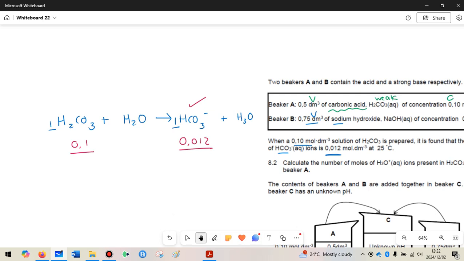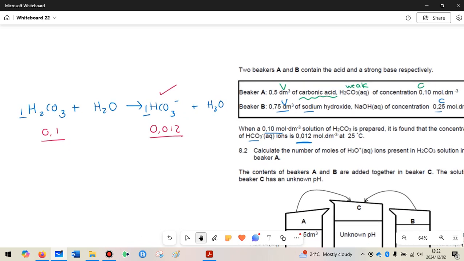And then they ask us to calculate the concentration of the hydronium ions. Okay, sorry, don't forget your charges like me. To calculate the concentration of the hydronium ions here, if you mix this, and they say at 25 degrees Celsius.